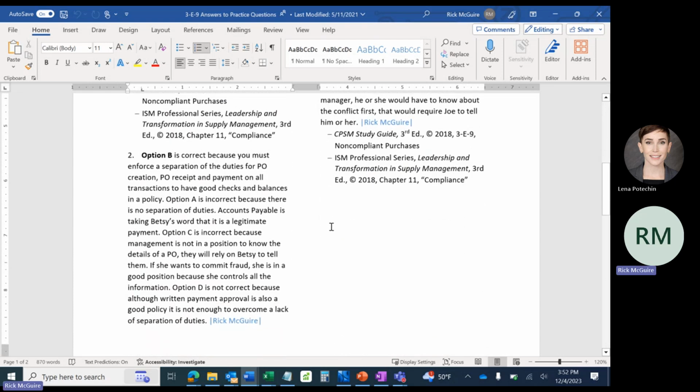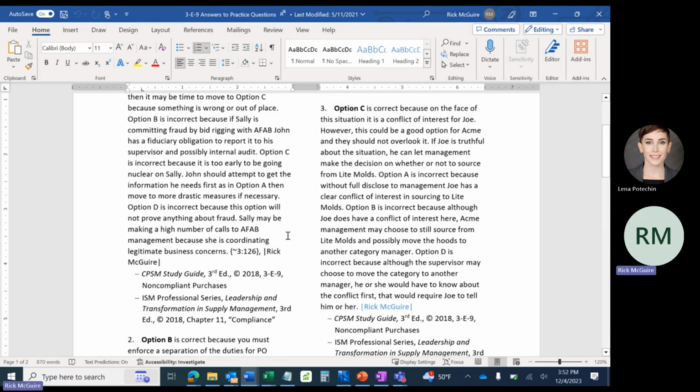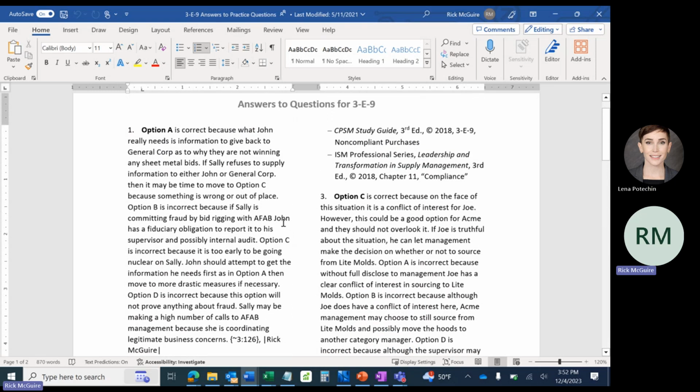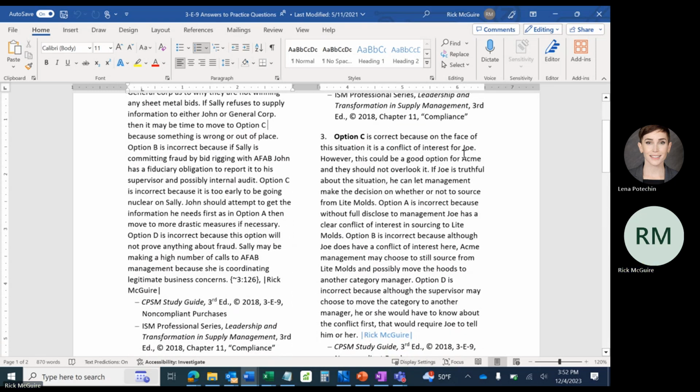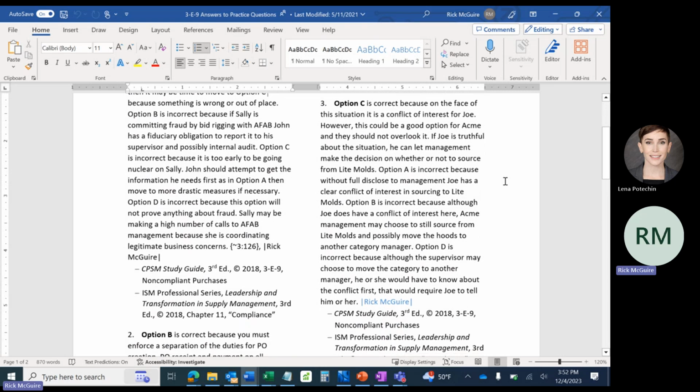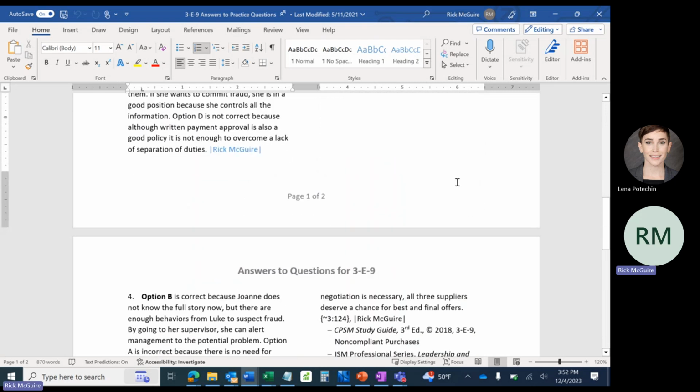2 is Bravo, because you must enforce a separation of duties for PO creation, receipt, and payment. Yep. 3 is Charlie. Yep. Yes, the situation is a conflict of interest for Joe. However, it could be a good option for Acme. Just have to let everybody know what's going on.